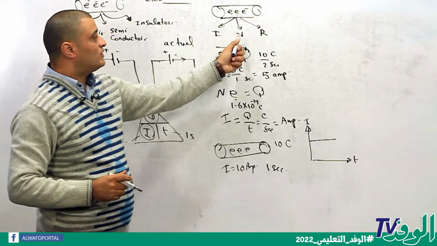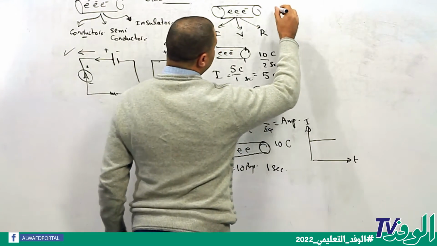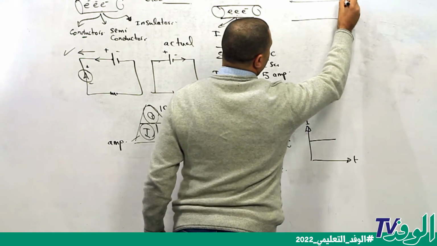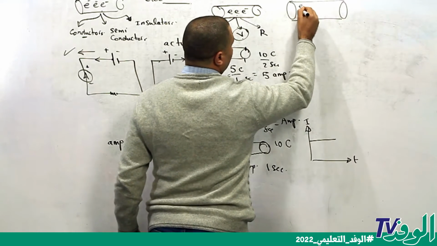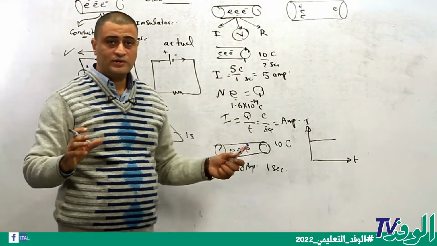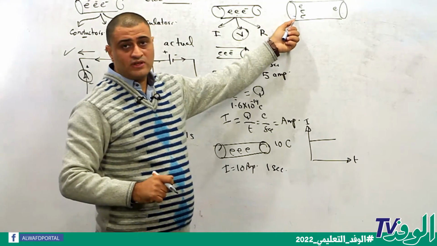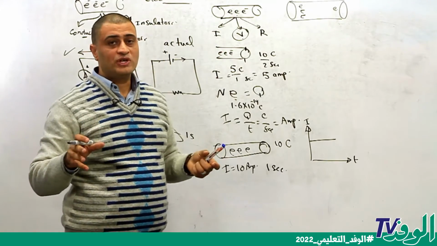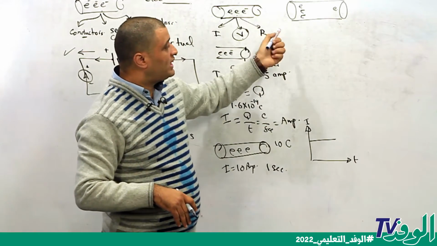Number two, we'll discuss what we mean by potential difference. Suppose we have a piece of wire that is part of an electric circuit and has two poles. This end is connected to the negative pole of the battery and this end is connected to the positive pole of the battery, so we have a potential difference between them. The quantity of charge is different, so we have high potential and low potential.